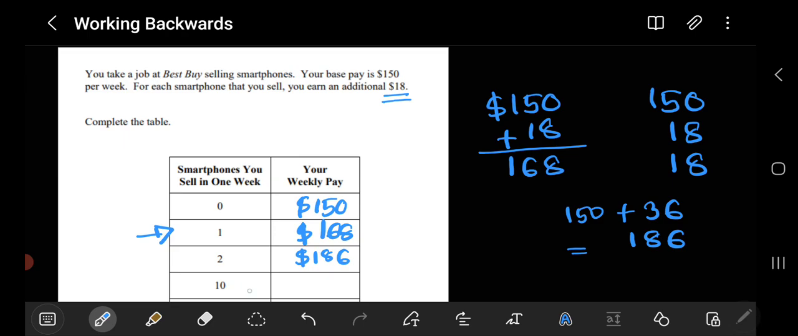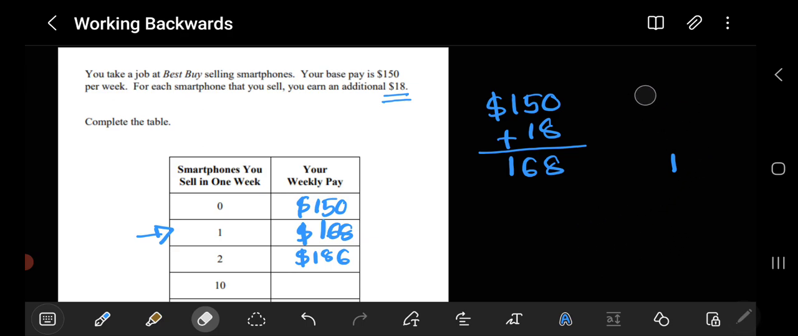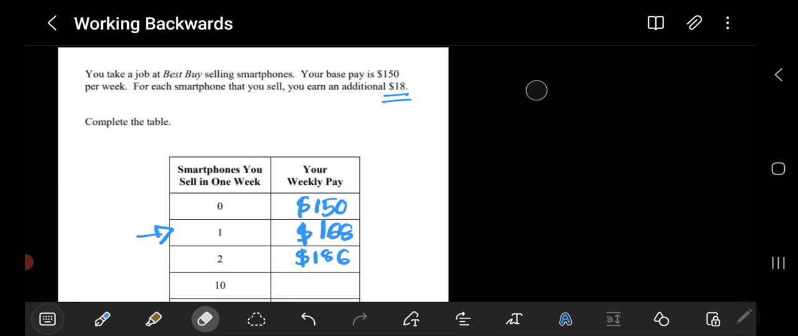Okay, so now what about 10? Some of you may be thinking, should I add 18 a total of 10 times, or is there a better way of doing this? We can certainly do 18 plus 18 plus 18 plus 18 a total of 10 times. There's nothing wrong with this, but it just takes time. So instead, there is another way we can do this.